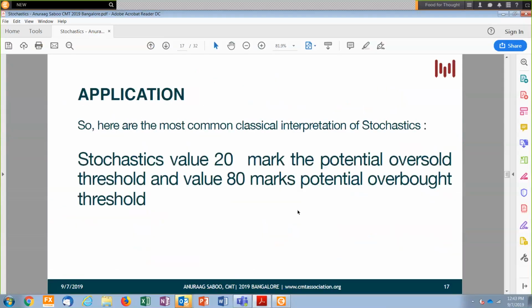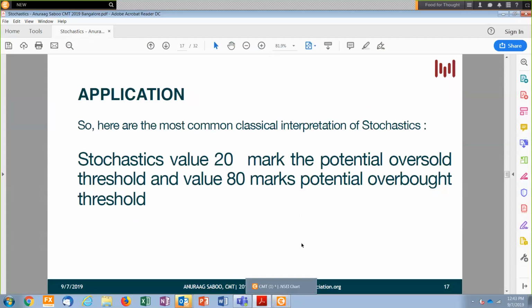Now here is the most classical interpretation of stochastic. Stochastic value 20 marks the potential oversold threshold, and stochastic value 80 marks the potential overbought threshold. So what do we mean by oversold and overbought? Overbought basically means very strong positive momentum, and oversold basically means very strong negative momentum. So by marking these two, you are marking areas on the chart where you expect the stock has gone into very strong positive momentum or negative momentum.